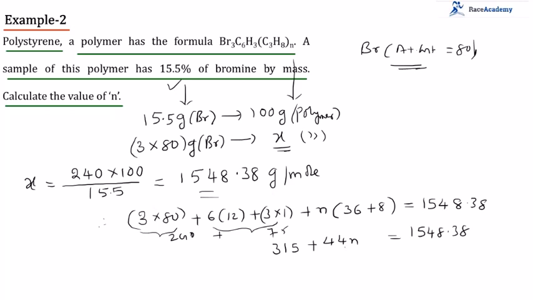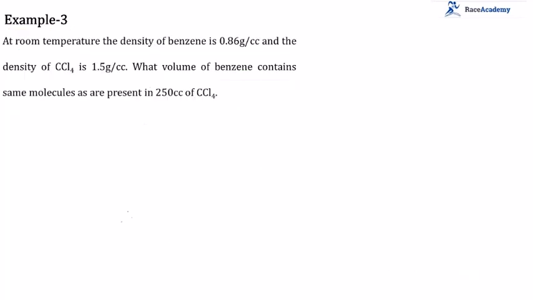So 44n equals 1548.38 minus 315. Then that subtraction gives 1233.7. Now I can calculate n. n is equal to 1233.7 divided by 44. Upon simplification, I got the answer 28 for this one. Okay, 28 is the answer for this problem. Okay, let us move to the next question.